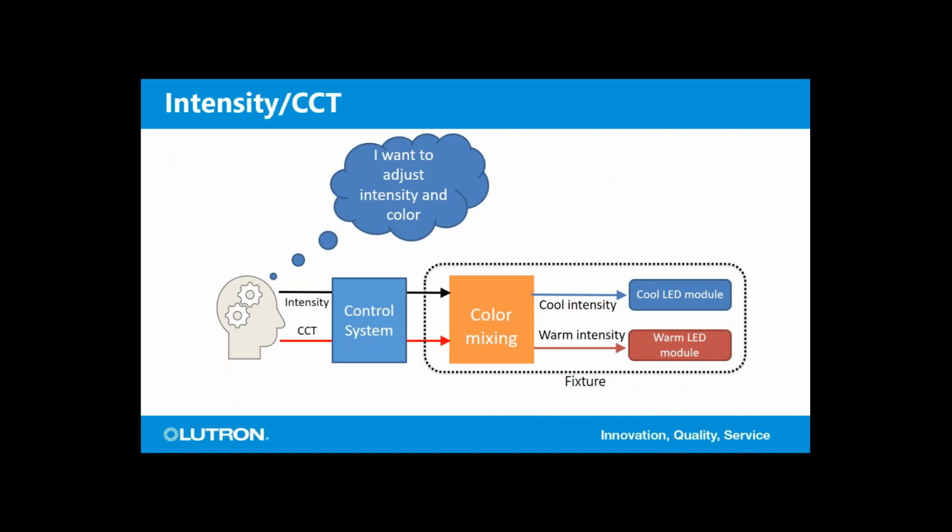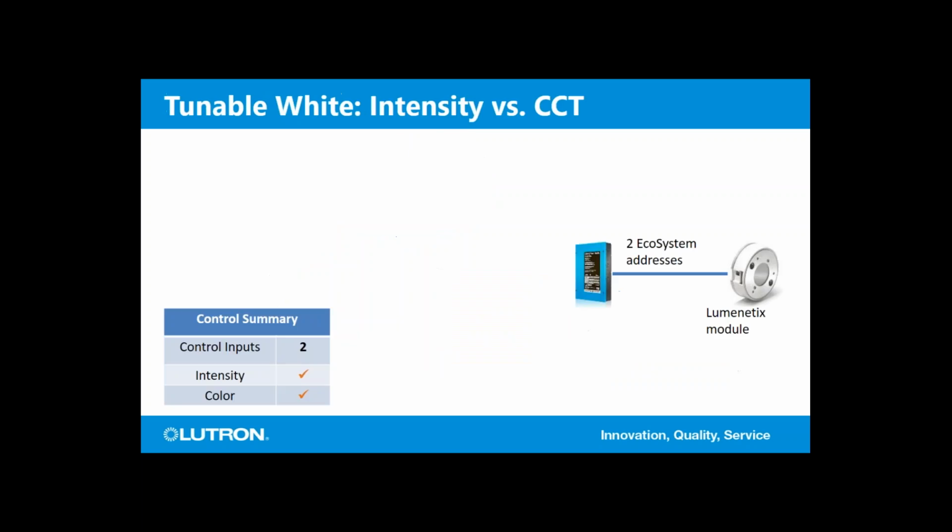The second fixture style is known as the intensity and CCT fixture. This is where within the fixture, there's some sort of color mixing logic. So you can still have the cool LEDs or the warm LEDs, or in fact, you could have a multi-channel where you could have 3 or more as well. So you could have RGB, whatever it is. The part that matters is that the user only has control over intensity and CCT independently. So that way, if they want to dim up or dim down or change the color appearance, they can do so quite easily from independent controls.